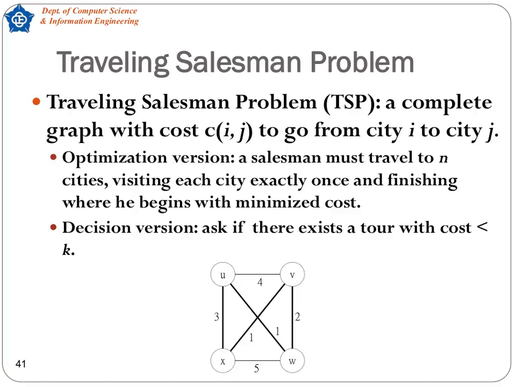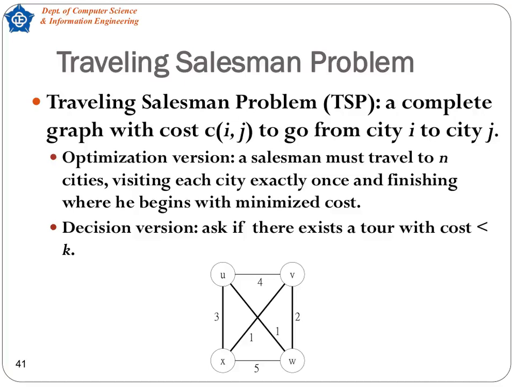Now that we've just seen how Hamiltonian cycles reduce to the traveling salesman problem, let's dive into TSP itself. At its core, TSP is defined on a complete graph where every pair of cities i and j has an associated travel cost Cij. In the optimization version, we're looking for a tour that starts at one city, visits each of the n cities exactly once, returns to the starting point, and incurs the smallest possible total cost.